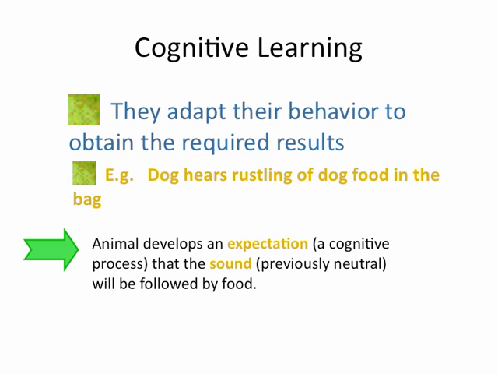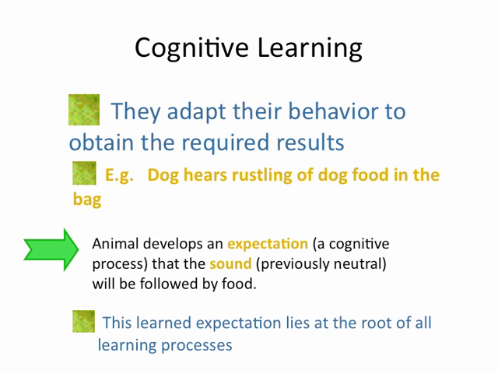So although you may not have classically conditioned your dog, they have made the expectation of hearing the sound and connecting it to food without truly thinking at an in-depth level. This learned expectation lies at the root of all learning processes. If we do one thing, we expect something to occur every time. You wouldn't be doing things unless you expected something in return. That's what cognitive learning is about.